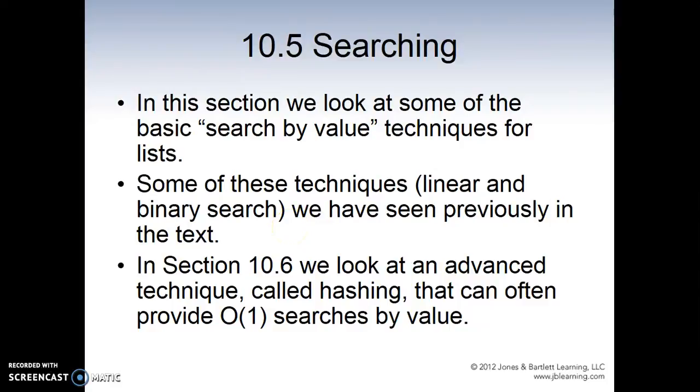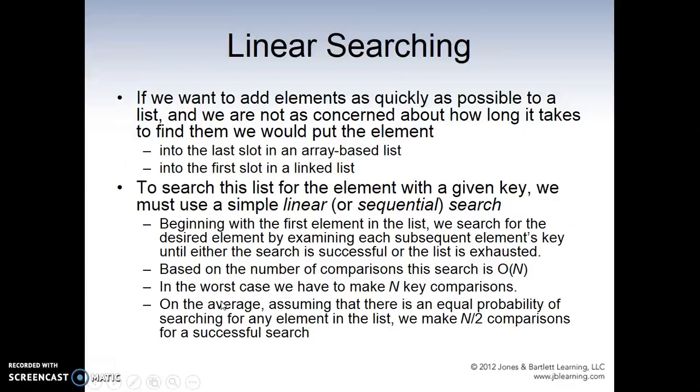Alright, searching techniques now we can look at in this section. We know we have linear search giving you big O of n, binary search giving you log n. Now we're going to look at a technique called hashing, which gives you big O of 1 when you search by values. Linear search is when you don't care about order.